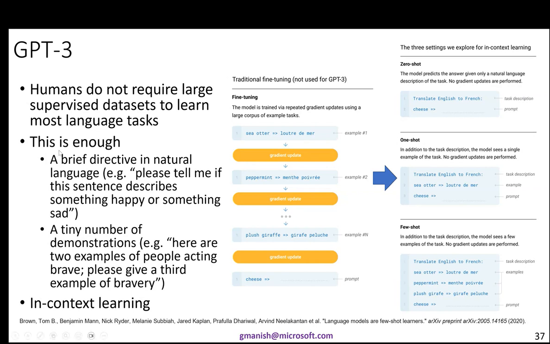What is enough for most humans to take instructions is a brief directive in natural language: please tell me if this sentence describes something happy or something sad. That is all you need to tell them. And also maybe sometimes some demonstrations, telling them this is how it is done. For example, if I have to teach my kid how to stack books together, maybe I'll tell her, this is how you stack 1, this is how you stack 2. And then I tell her, come on, now keep stacking books. And she does it so well.